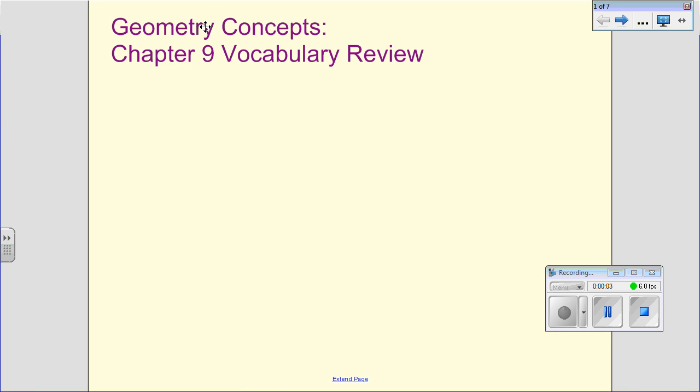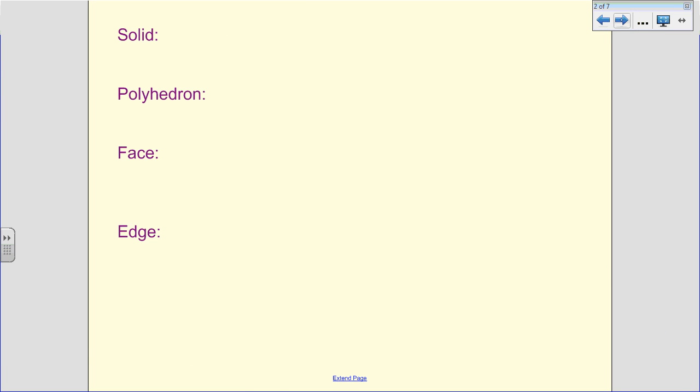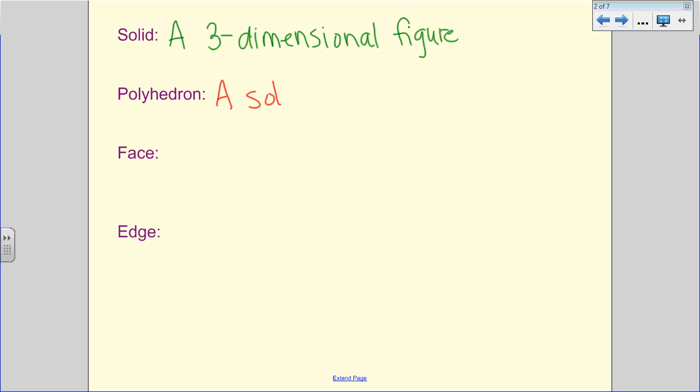Take a look at the Chapter 9 vocab, kind of wrap things up here. A solid is just a three-dimensional figure. A polyhedron, then, is a solid formed by polygons. All right, so that means our cylinders, our cones, our spheres don't fall into that because they're curved.